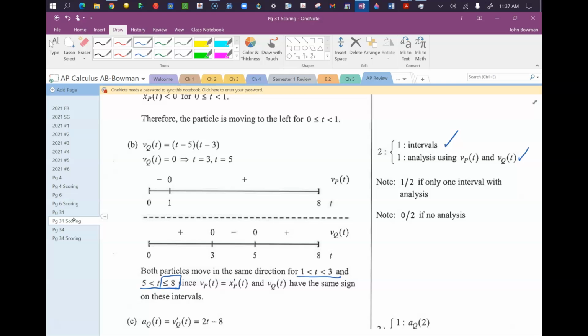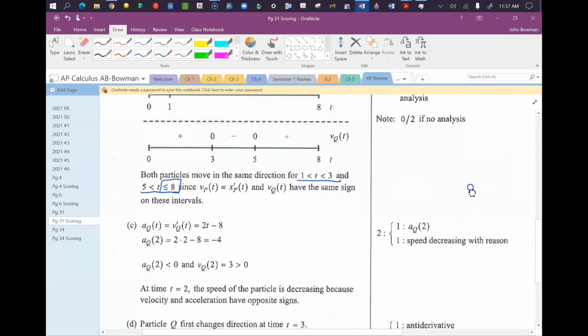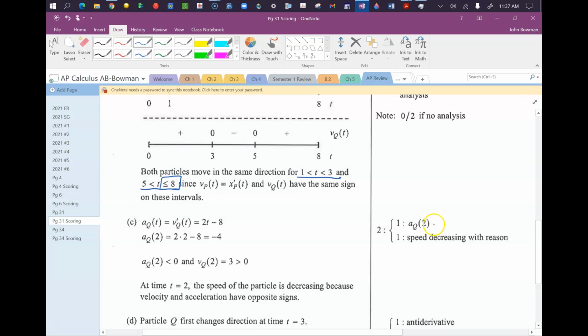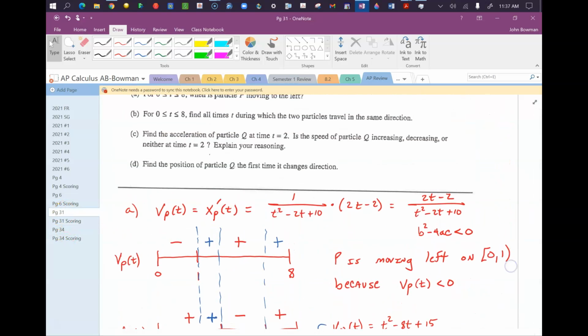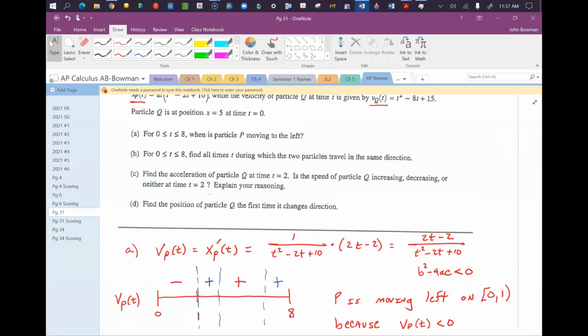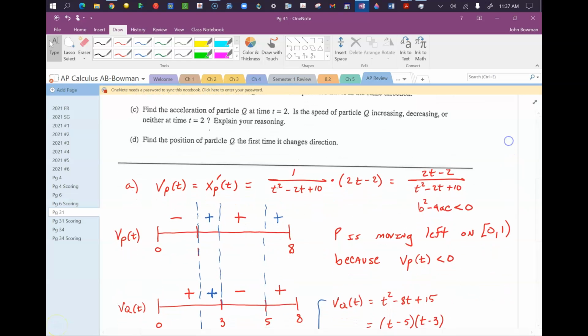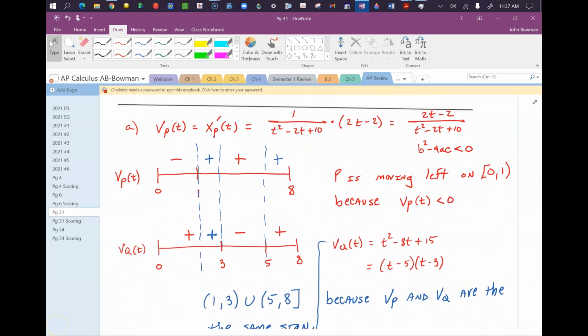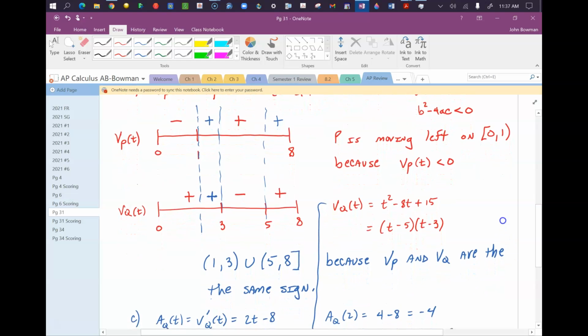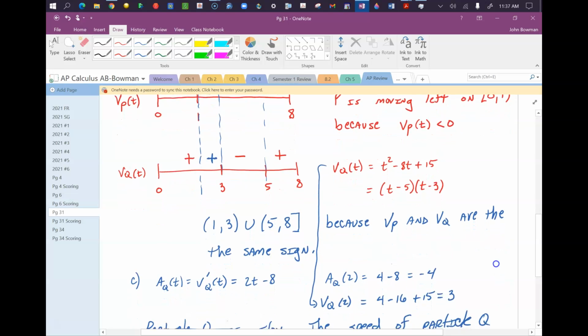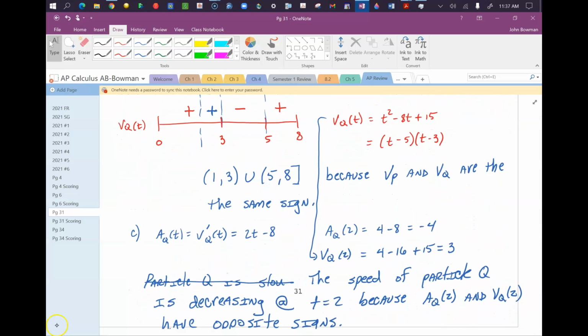So let's take a look at the scoring rubric for that. Find AQ of 2. We get a point for that and a reason for the speed decreasing. And the last part of this problem, find the position of particle Q the first time it changes directions. Well, when does particle Q change directions the first time? By looking at our sign chart for VQ of t from part A, we can see that particle Q changes directions for the first time at t equal 3.